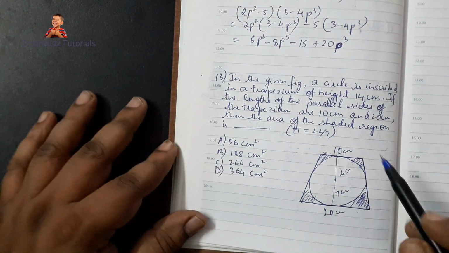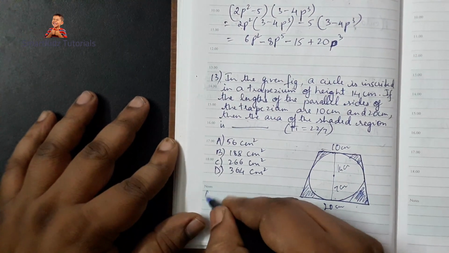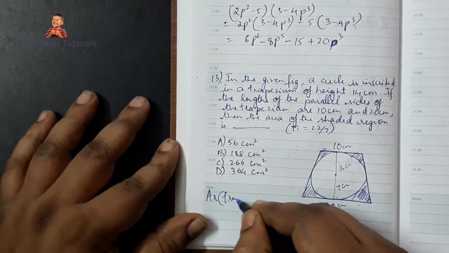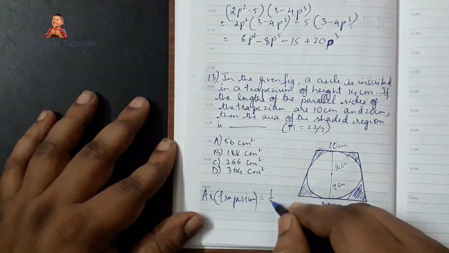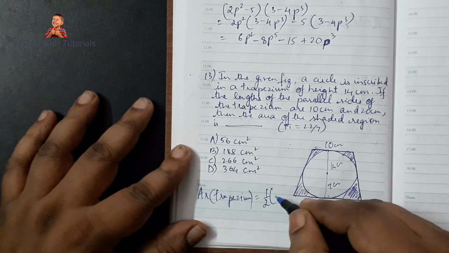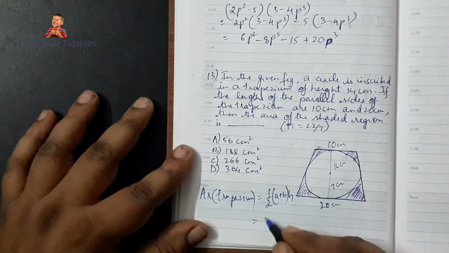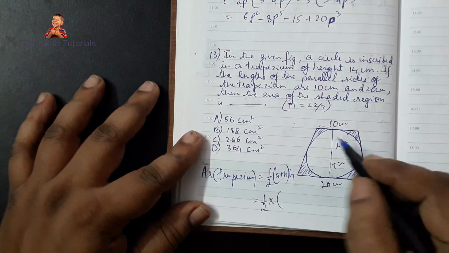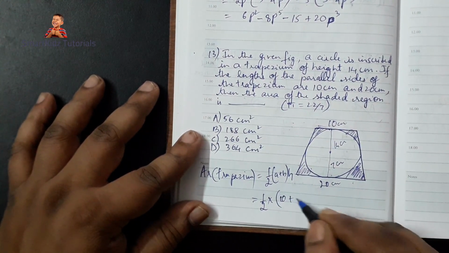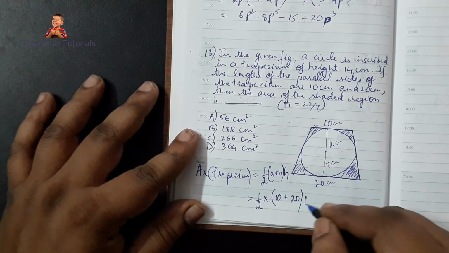So let's begin by finding out the area of the trapezium first. Area of the trapezium is given by 1/2 × the sum of the parallel sides × the height. So 1/2 × (A will be 10 and B will be 20) and the height is 14 cm, right?